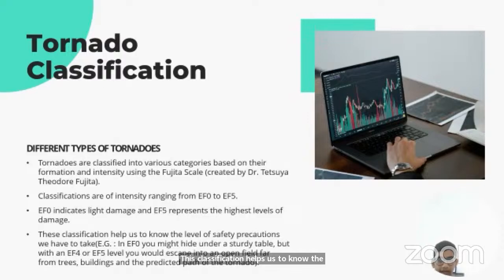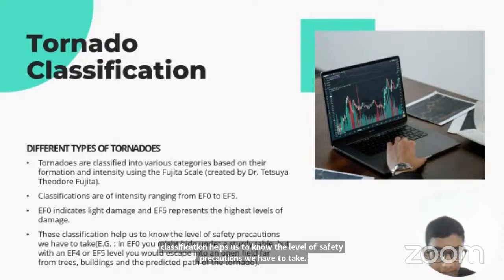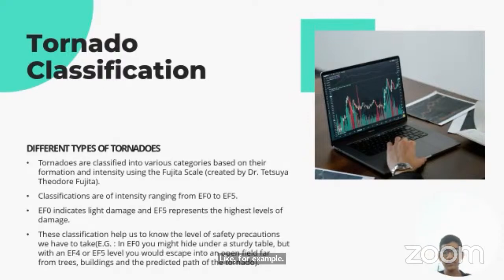For example, in an EF0 level tornado, you might hide under a sturdy table to prevent things falling on top of you. But with an EF4 or EF5 level tornado, you would have to escape into an open field far from trees, buildings, and the predicted path of the tornado, because the tornado can crush the whole house, and the table wouldn't be enough to protect you.